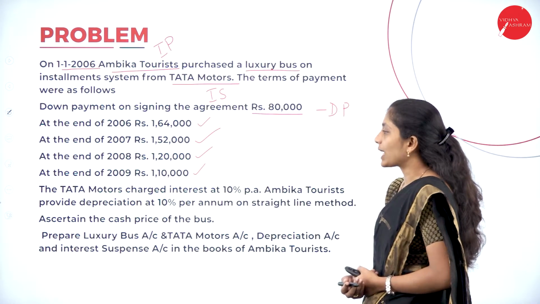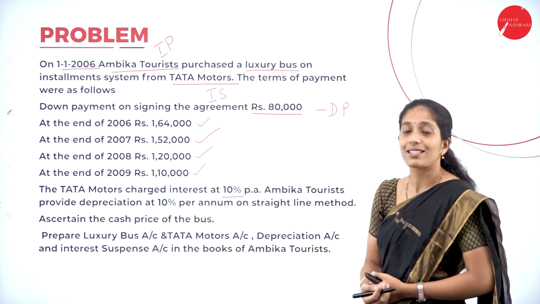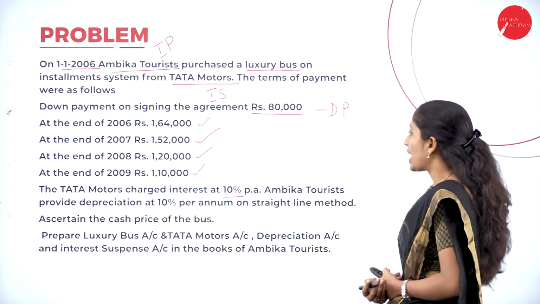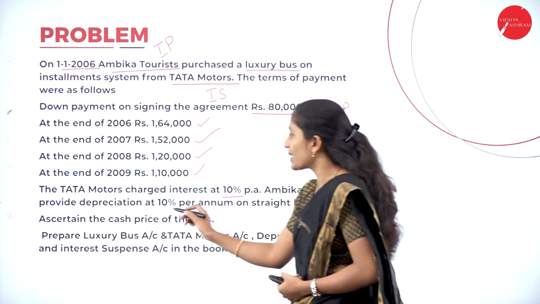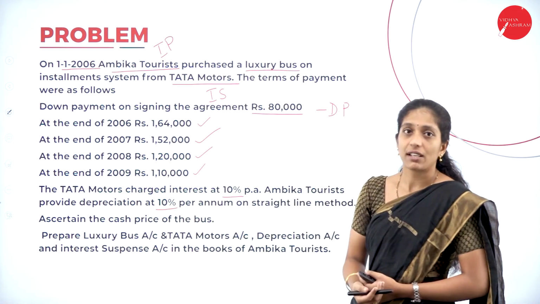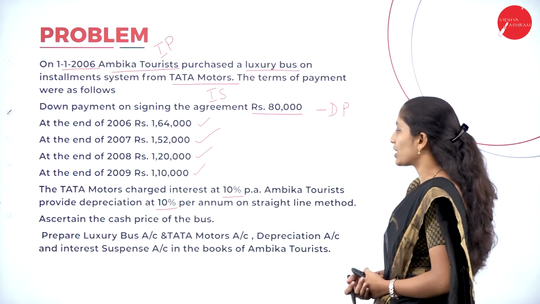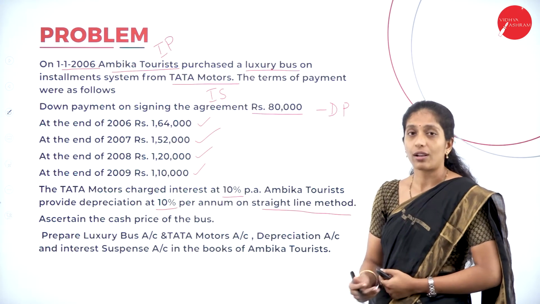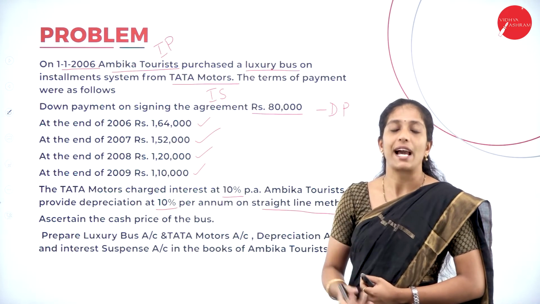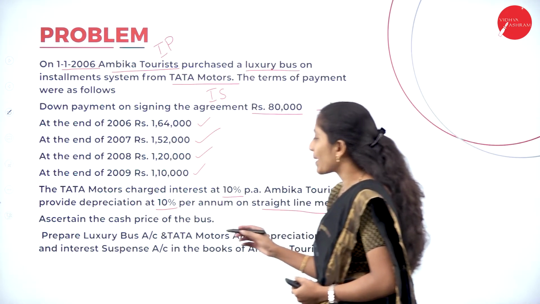Tata Motors charged interest at 10% per annum. What is the rate of interest? 10% per annum. Ambika Tourist provides depreciation at 10% per annum. Here they have given the rate of interest as 10% and depreciation to be charged at 10% on straight line method. Now, which method is being followed in order to calculate the depreciation? Straight line method. Ascertain the cash price of the bus.